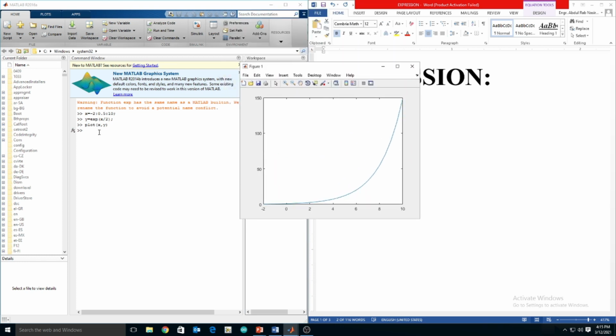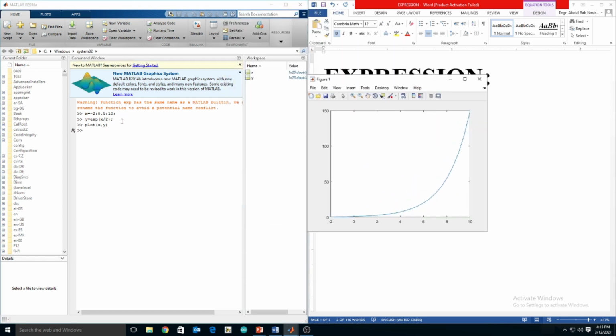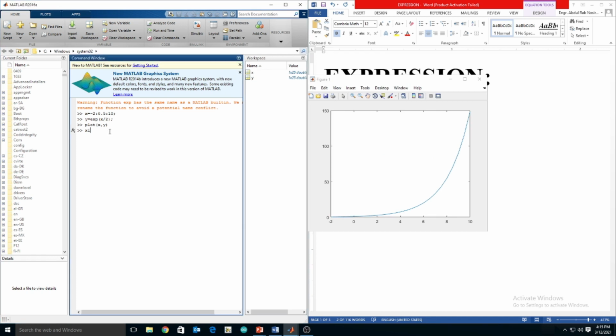Here we get the graph, so we should provide some labeling into this graph, like x label, y label, and give it a title: Exponential graph.